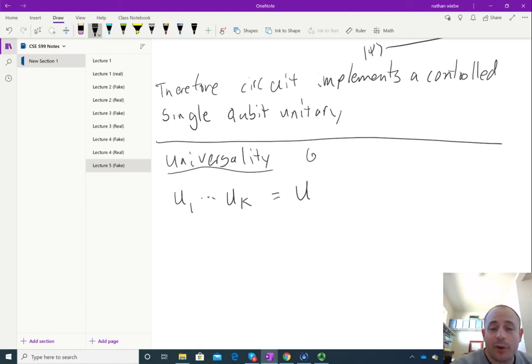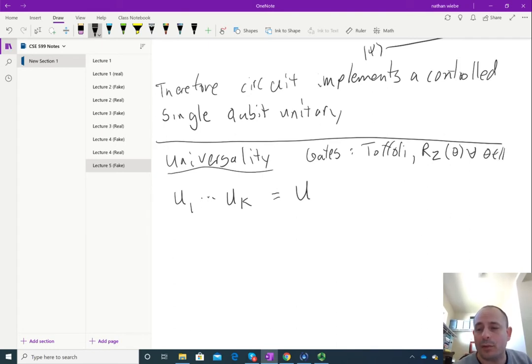Now the gates that I'm going to assume that we have here for simplicity: I'm going to assume that we've got Toffoli, and I'm going to assume that we have RZ of theta for all theta in the reals, and I'm going to assume that we have the Hadamard operation. Those are the tools that we have at our disposal. So what we'd ideally like to do is come up with a good way of solving this equation.